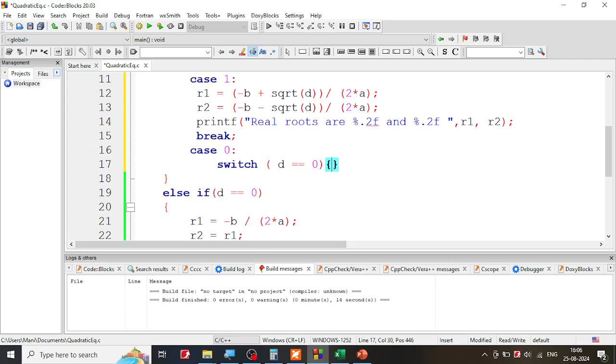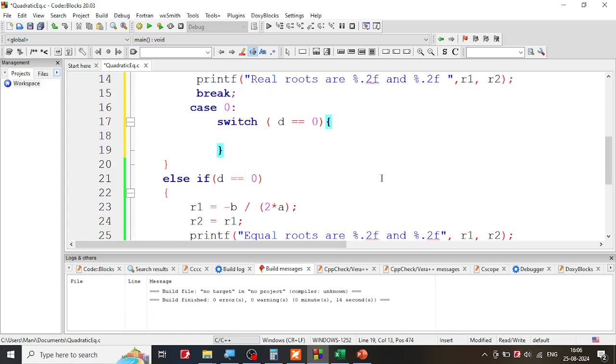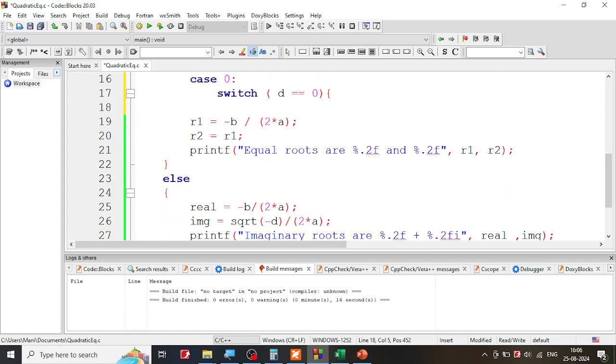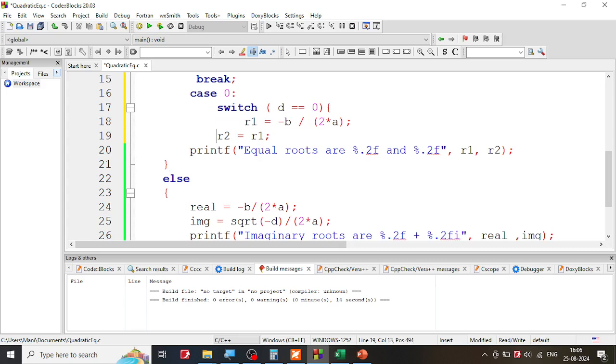So one more case statement, switch statement. If it is equal to 0, then you know very well you get a repeated root. I will not put so much space here, otherwise I will go out of this. So if it is equal to 0, same story, you get the same answer.